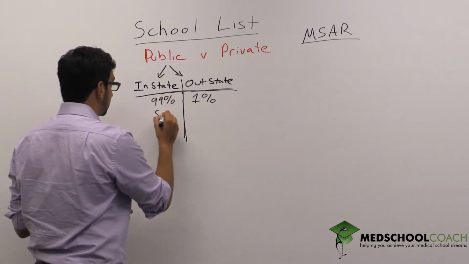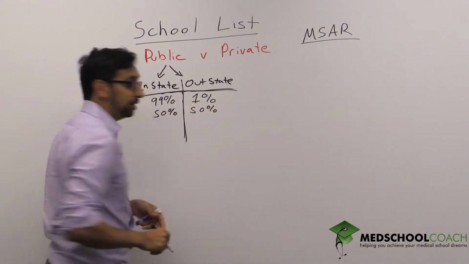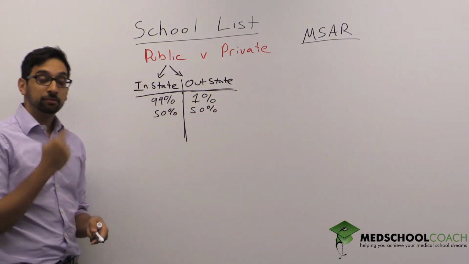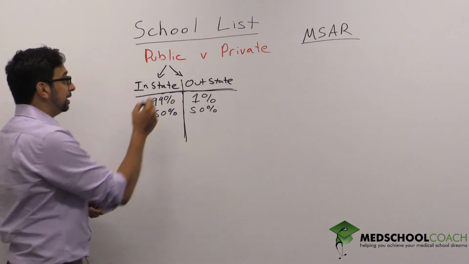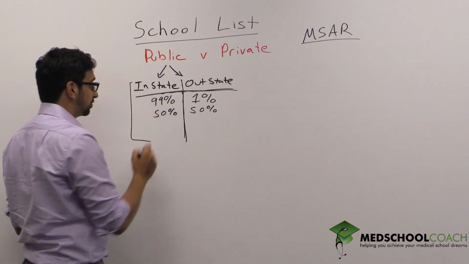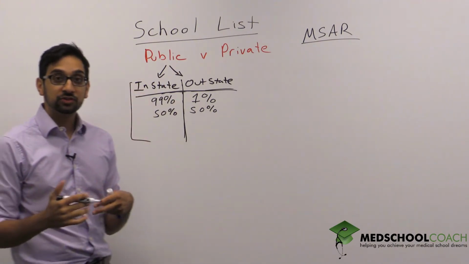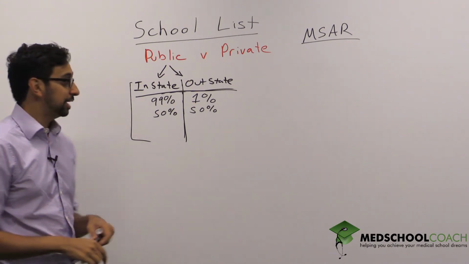Conversely, if you see a school that's 50% in-state, 50% out-of-state, well, now maybe I can consider putting that school onto my school list at the end of the day. This number is huge. I want everybody to consider this when they think about what public schools outside of their state of residence to apply to.